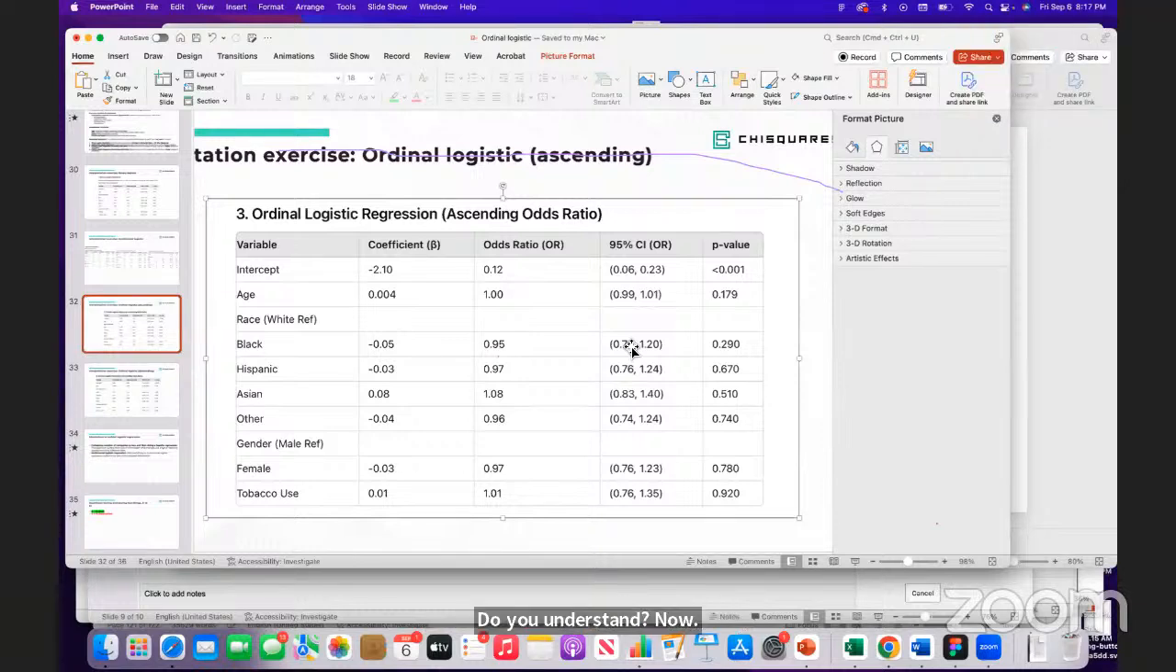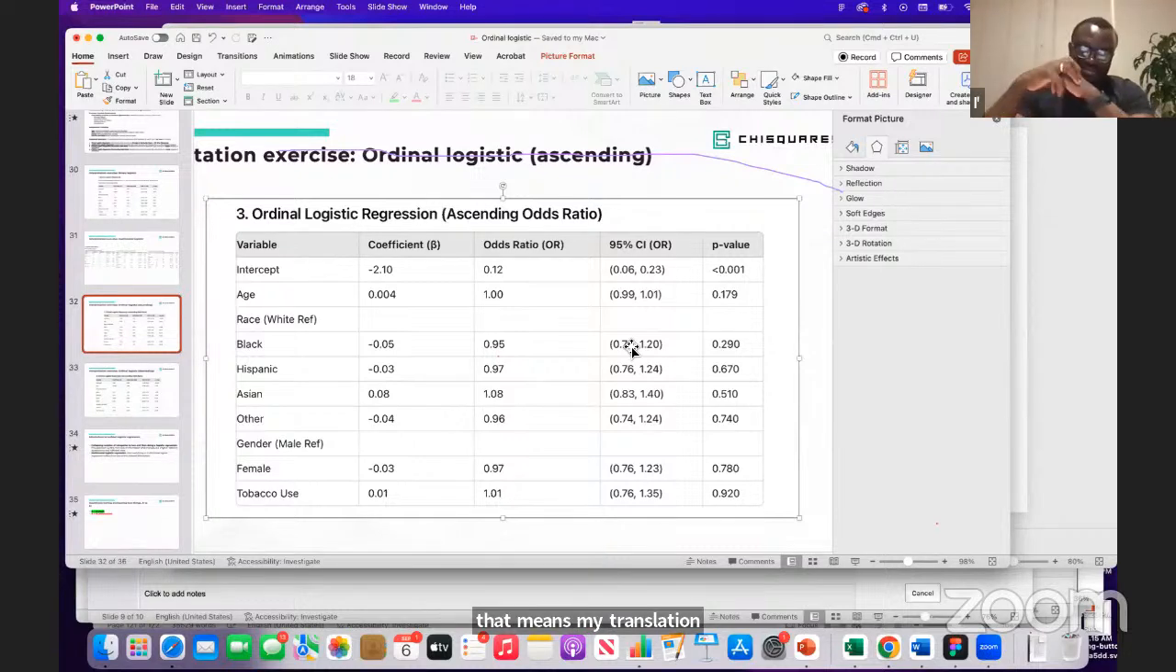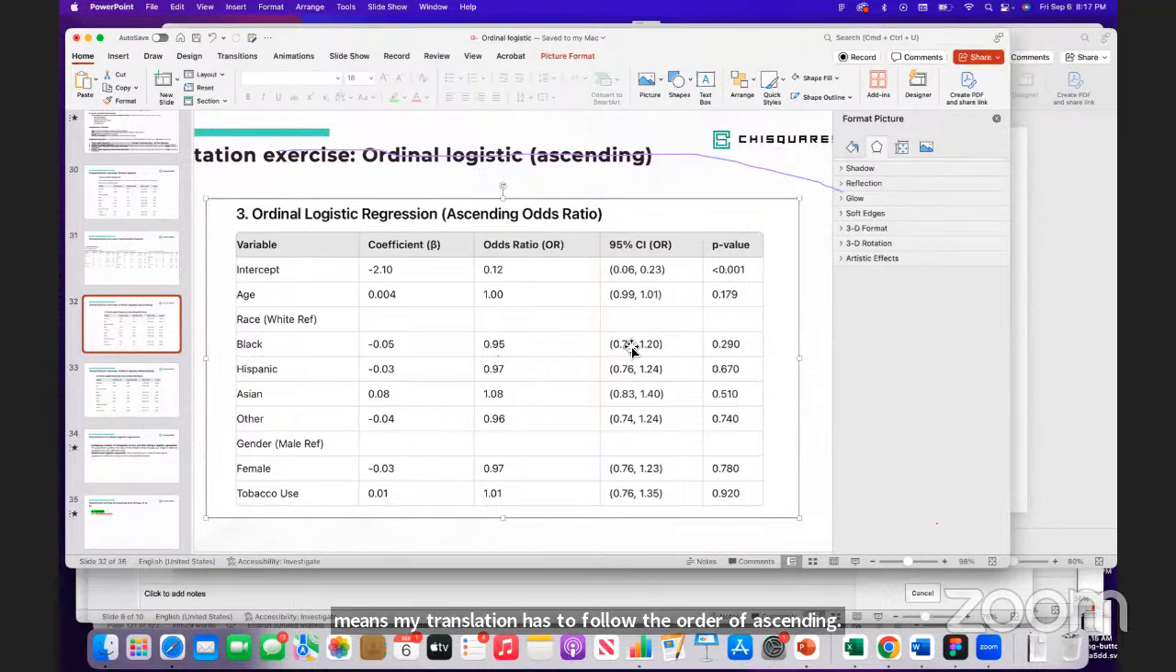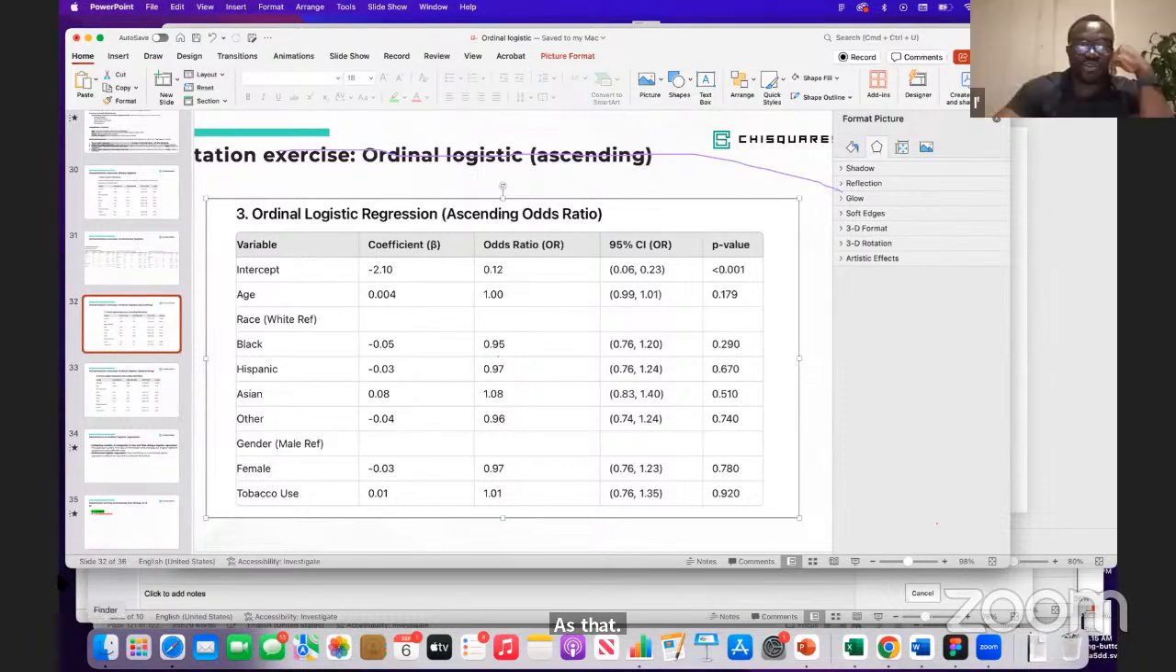I really understand. And now I see, from the title, they say it's already ascending, right? So that means my translation has to follow the order of ascending. Exactly. And if it is decreasing, then they would say up there that this is decreasing, and then my translation has to do decreasing. So I assume the odds ratio, if it is decreasing, the number will change. That is my thing. So exactly, yeah.